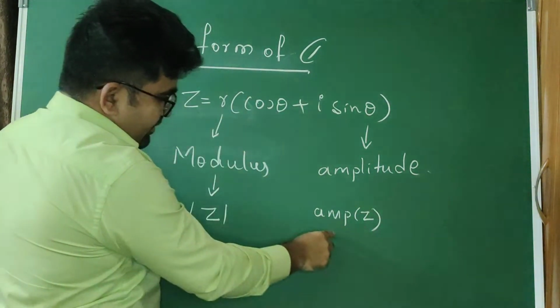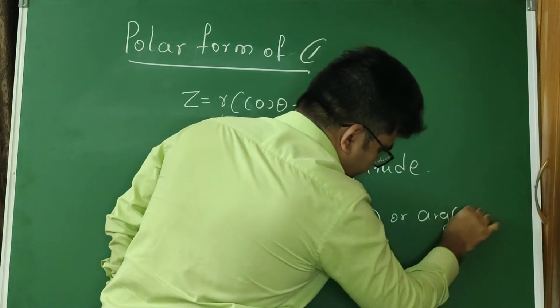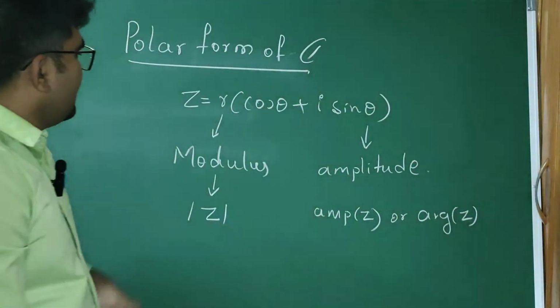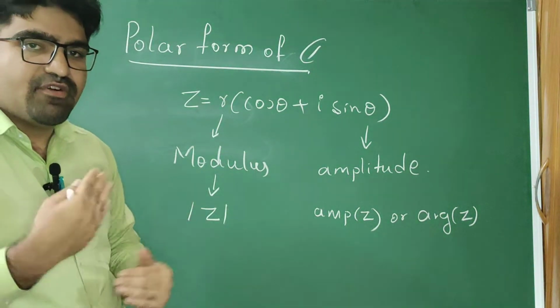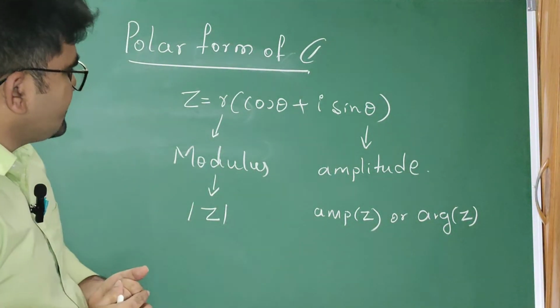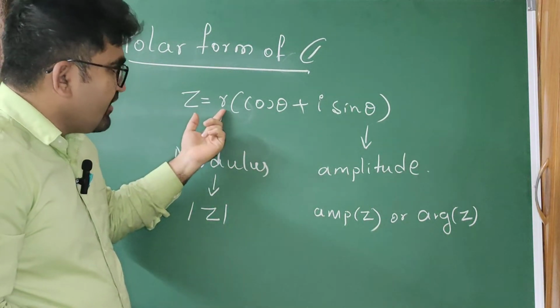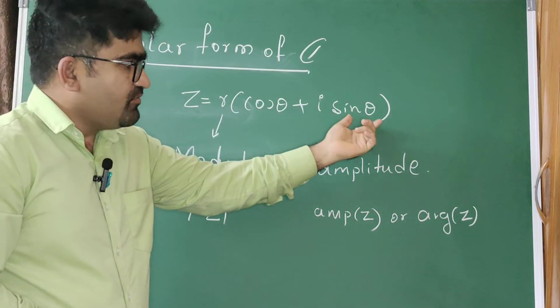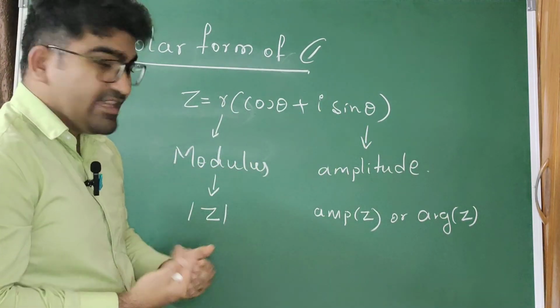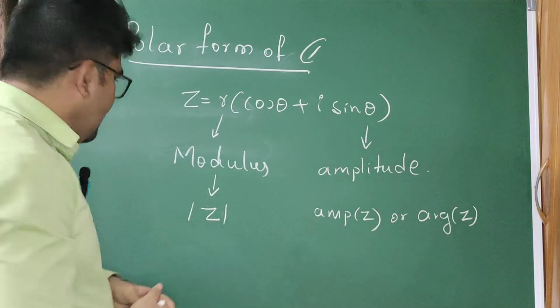ನೋಡಿ ಇಲ್ಲಿ amplitude of z or arg of z ಅಂತ ಕರಿತೀವಿ. arg is nothing but what? Argument of z ಅಂತ ಅರ್ಥ. Okay, so this is nothing but polar form of representation of a complex number. Now we are going to know what is this r and what is this theta, that is, what is the value of this r or this theta, and how we need to express this r and how we need to express this theta ಅನ್ನೋದನ್ನ ತಿಳ್ಕೊಳ್ಳೋಣ.